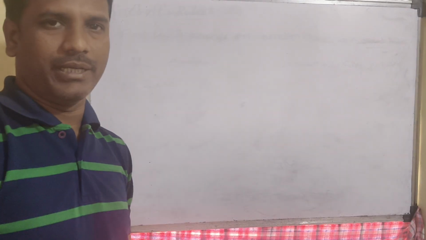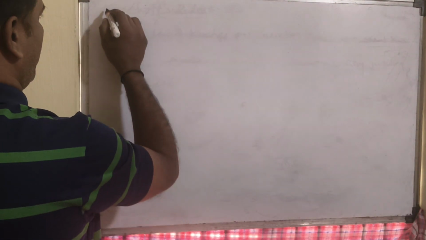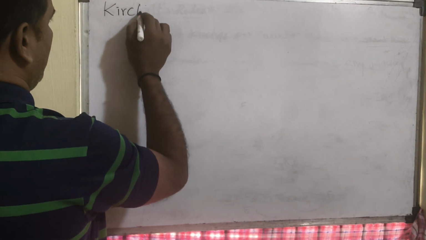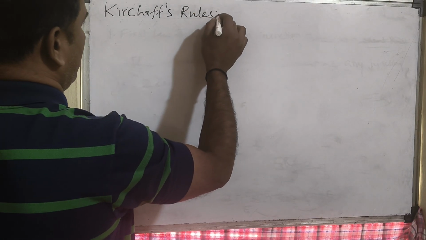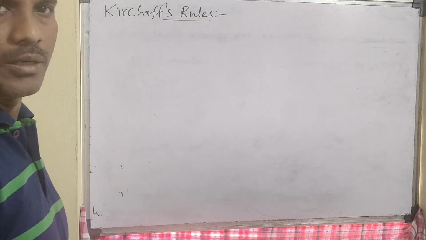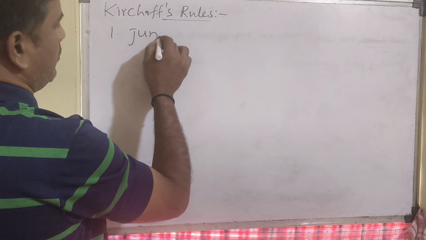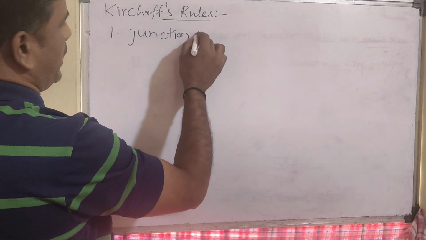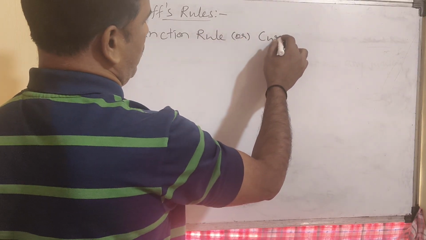Hi, hello everyone. Today we are going to discuss Kirchhoff's laws, or Kirchhoff's rules. Here two rules are present. The first one is the junction rule, or current rule.